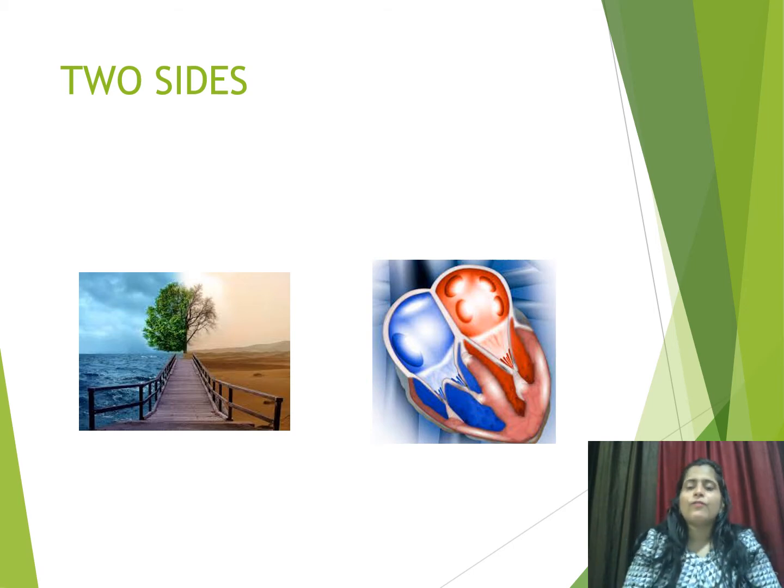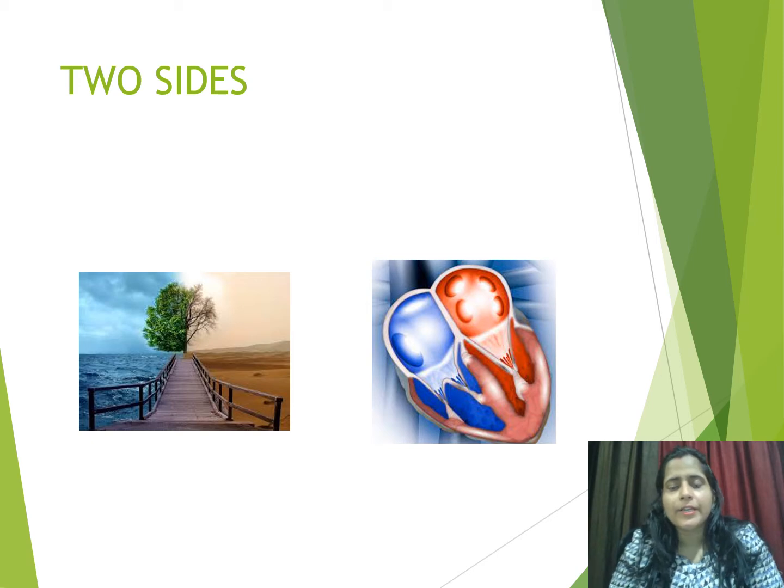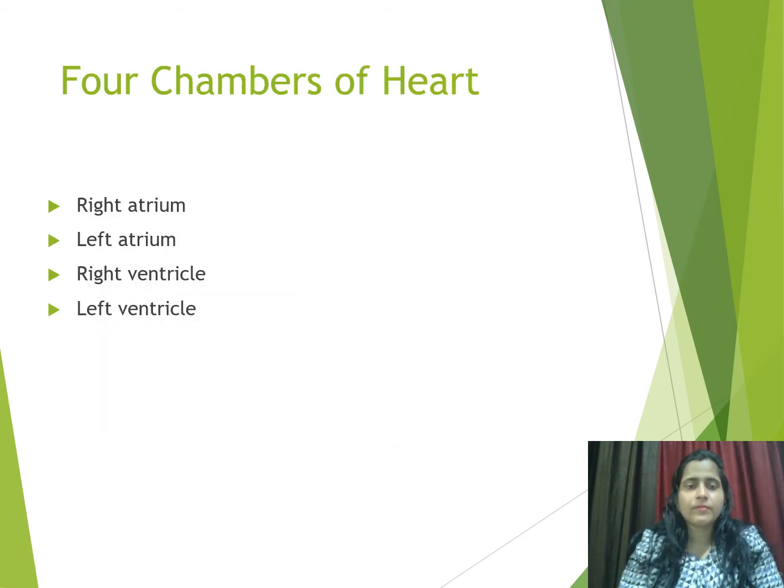Okay. Now what is oxygenated and deoxygenated blood? Any guesses? Yeah. Deoxygenated blood, as its name signifies, means oxygen deficient blood, and oxygenated blood means blood rich in oxygen. Okay. Now we have seen two sides of our heart.